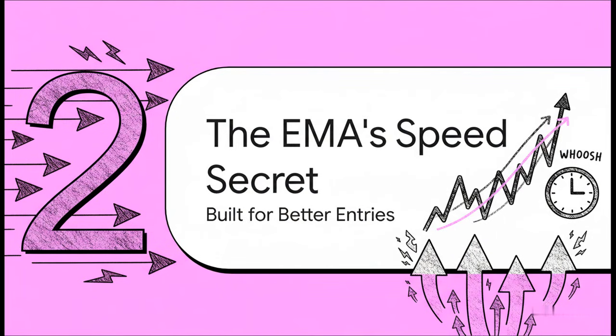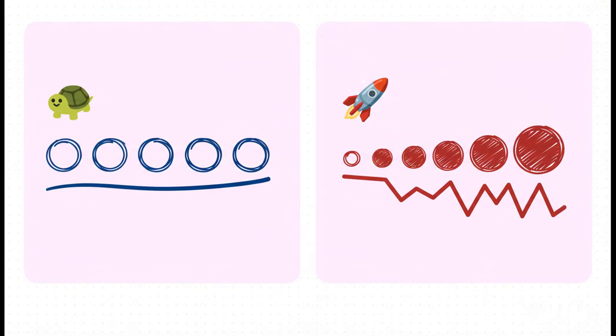Now, you've probably heard of its cousin, the Simple Moving Average, but the EMA is, well, it's faster, it's more responsive. Its entire formula is specifically designed to react quickly, which makes it the absolute perfect tool for timing your entries. So what's the actual difference here?